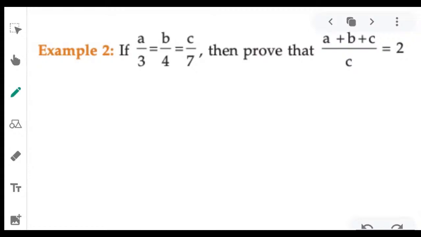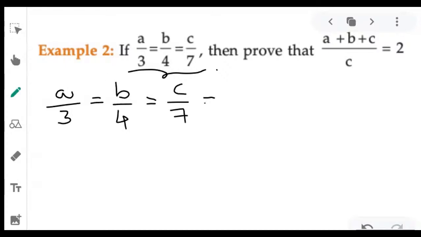If A by 3 is equal to B by 4 is equal to C by 7, then prove that (A plus B plus C) by C is equal to 2. All right. I'll write down the first equation, the first condition that I want to take. The rest of the problem you only have to do. I'll take all of these three: A by 3 equals B by 4 equals C by 7 equals some K. Now go on from here.